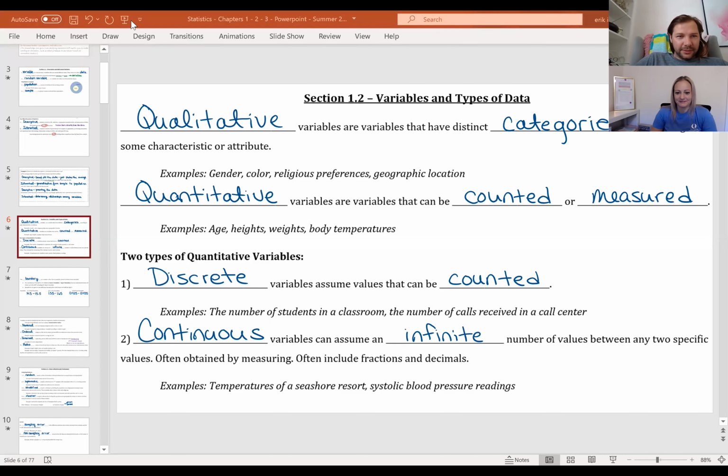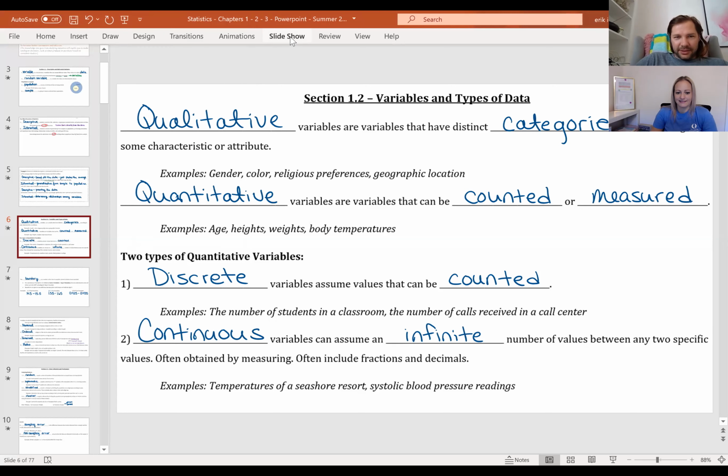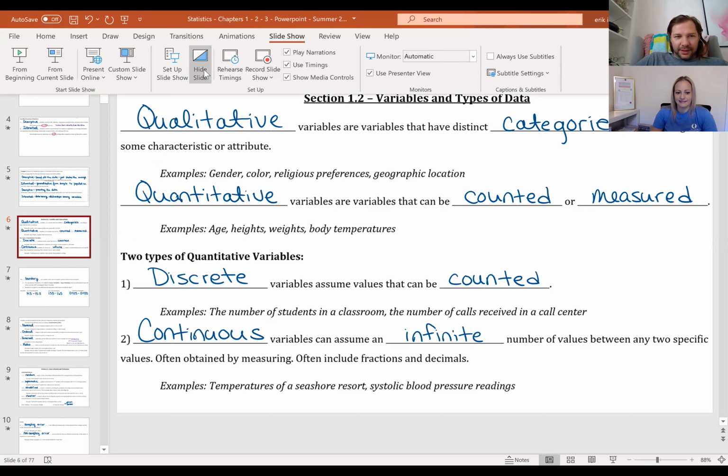Okay, I gotta share screen now. Am I sharing screen? No. Okay. Now am I sharing screen? Yes. Slideshow. Where's that at? Slideshow. And then the second one from the slide. Yeah. Perfect.